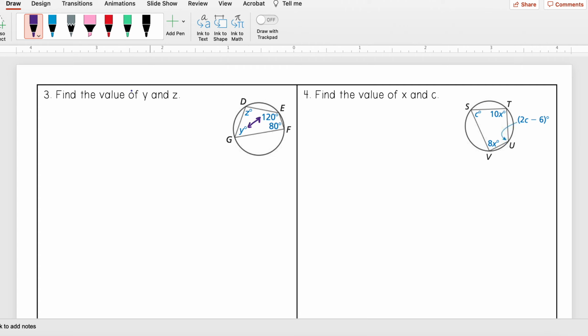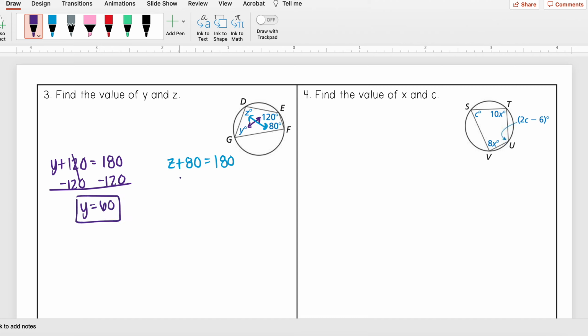y plus 120 needs to equal 180. So those are my opposite angles. And z plus 80 needs to equal 180. And so I get my two equations there, and now I just need to solve. So first subtract 120, and I get that y is equal to 60. And then on this side, I need to subtract 80, and I get that z is equal to 100.